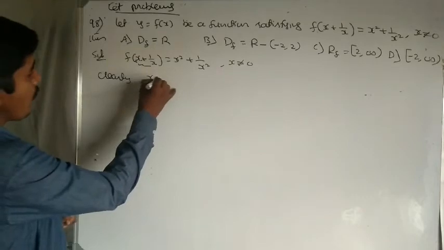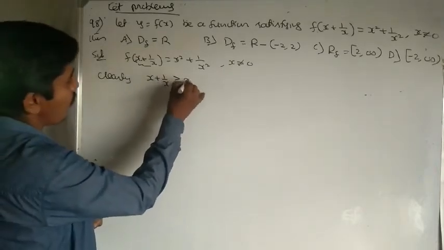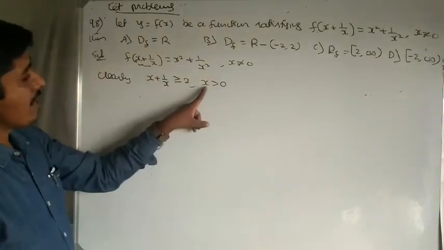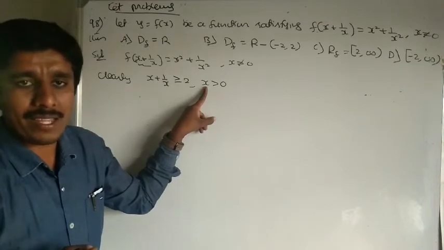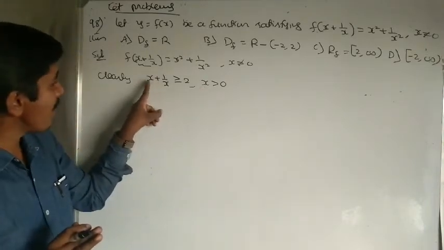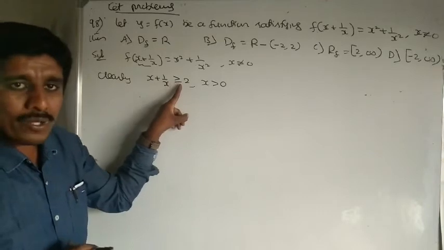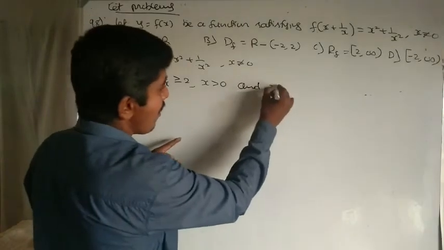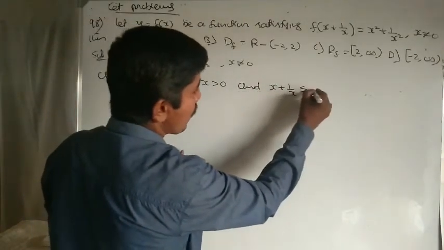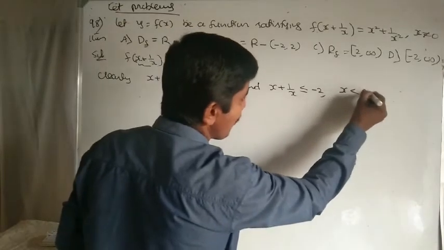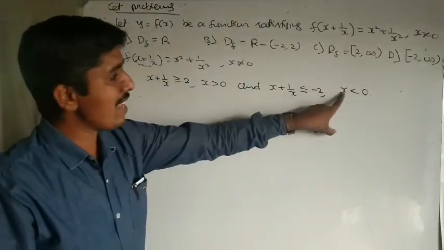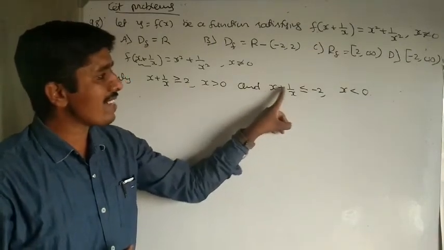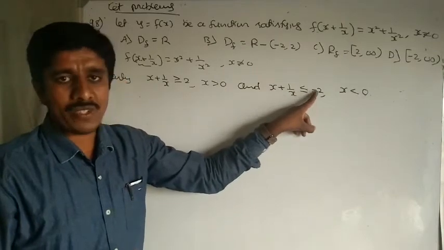One very important thing, mind it: x plus 1 by x is always greater than or equal to 2 when x is greater than 0. You take any positive real number, the sum of x and 1 by x is equal to 2 or greater than 2. Very important condition. And x plus 1 by x is less than or equal to minus 2 when x is less than 0. You take any negative real number, then the sum of x and 1 by x is equal to minus 2 or less than minus 2.